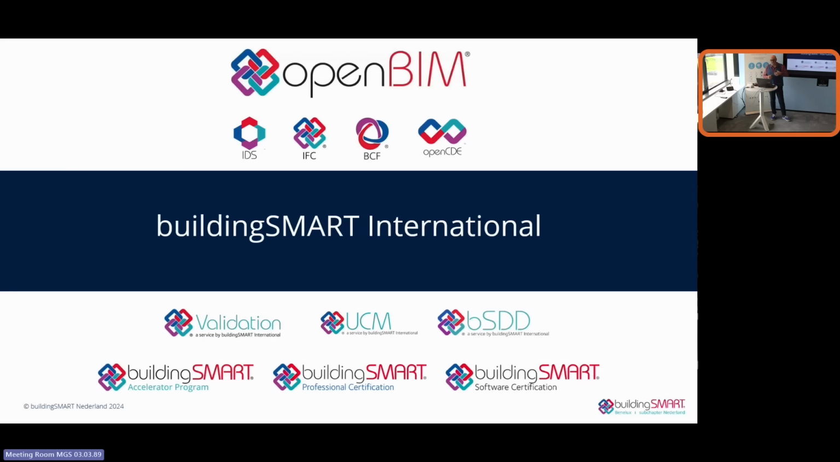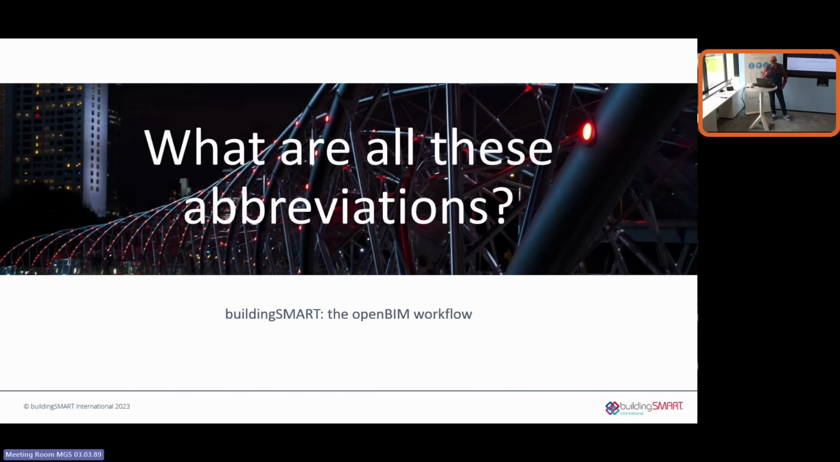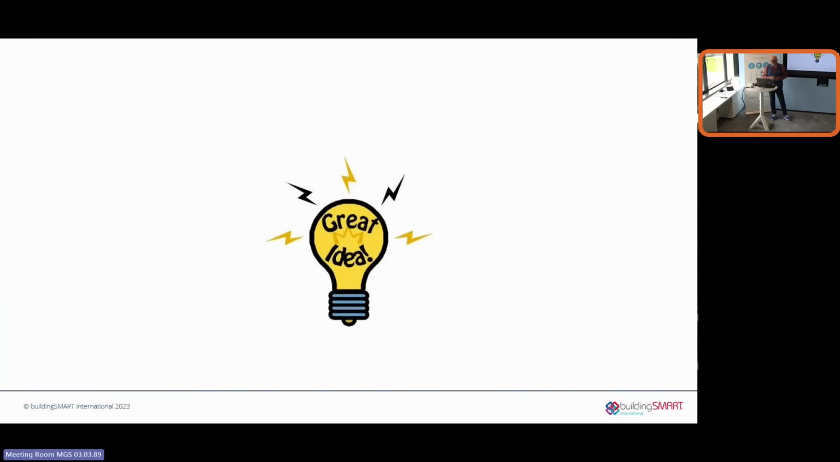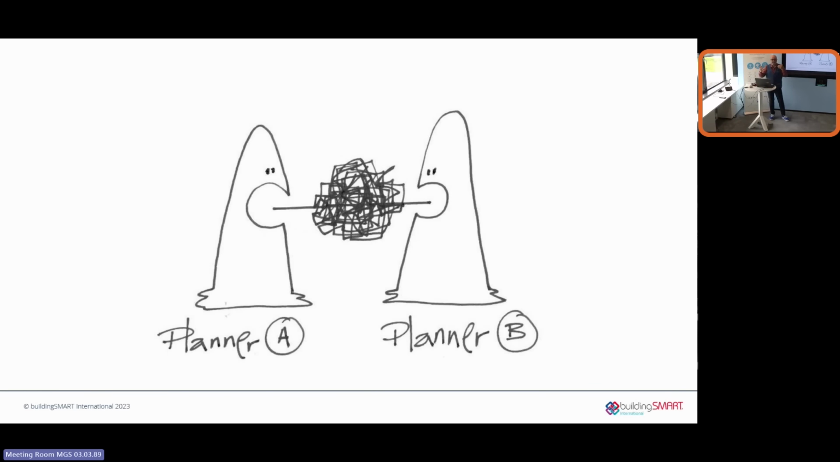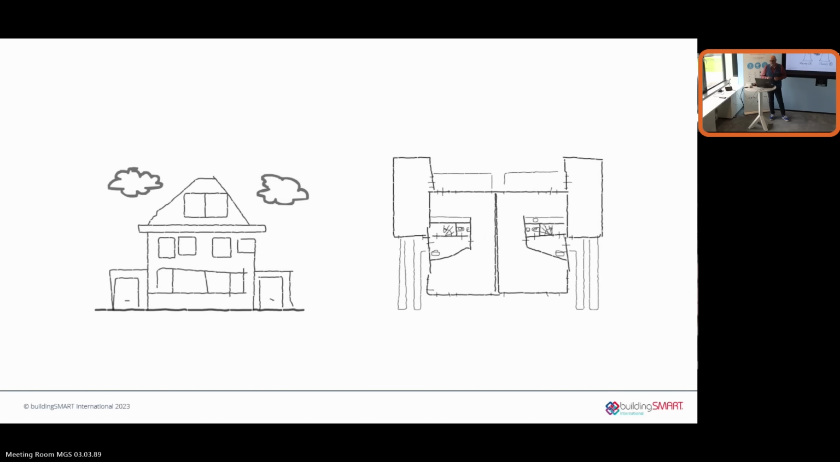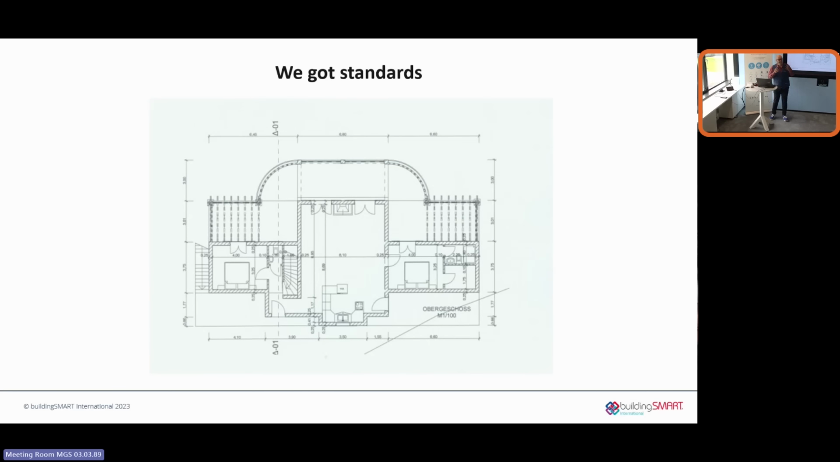Okay, buildingSMART International. You see a lot of nice colors and logos, and we use a lot of abbreviations. That is maybe a little bit complex, but I want to guide you through them. Well, it all started with a great idea. We want to build, we want to construct something, but then we don't speak the same language, which is really confusing. So we need to have standards. Sometimes people draw it like this: we started to develop standards. One draws a facade, the other draws a floor plan. We try to combine those with each other, and then we had standards.